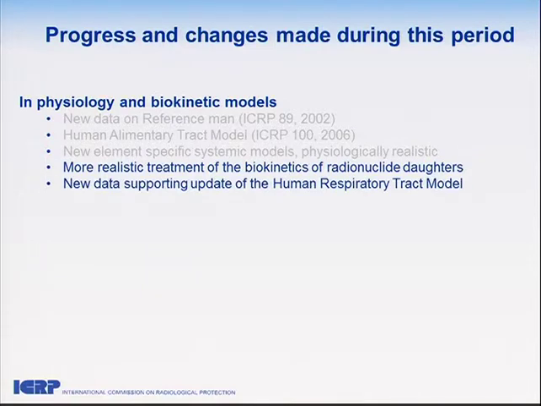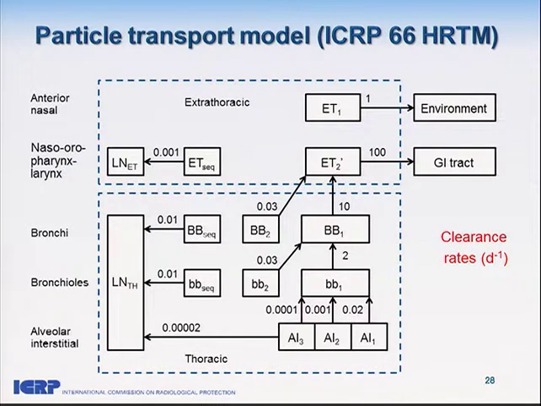We also have new data supporting the update of the human respiratory tract model. You know, this model was designed 21 years ago. So the idea was not to make a new model, but just to refine the parameters a little bit, to adjust them according to the new data we got in science. There were many updates in this model. I would like to focus on 2 dedicated to clearance.